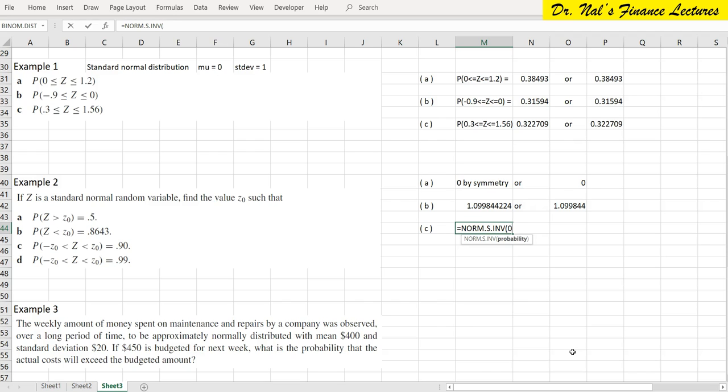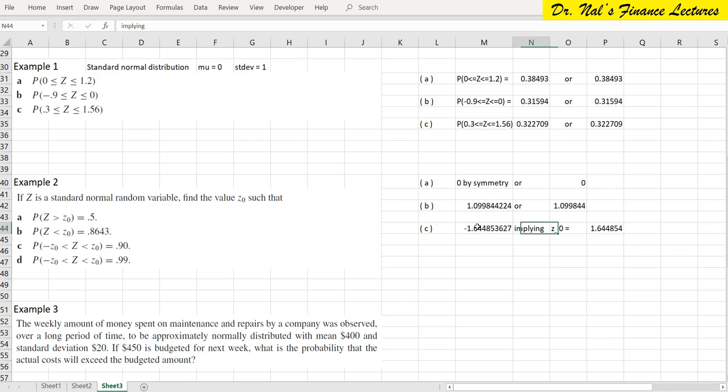So the probability is 0.05. It will give me a negative number. I need to report the positive one, because that's the minus Z0 that I'm going to get here. All right, so press, and there you go. So therefore, implying Z0 is actually equal to the positive of it, or you can just say equal to the absolute value of this number.